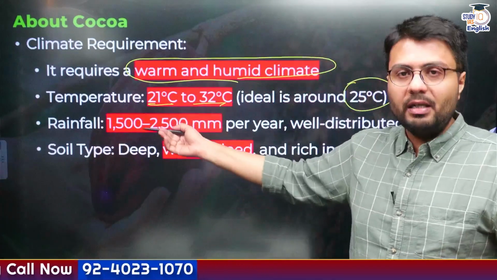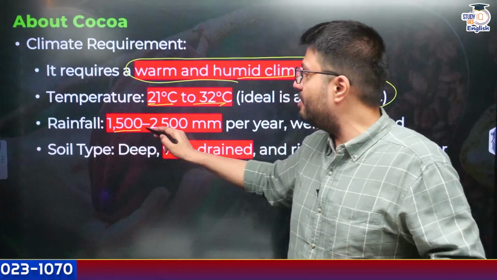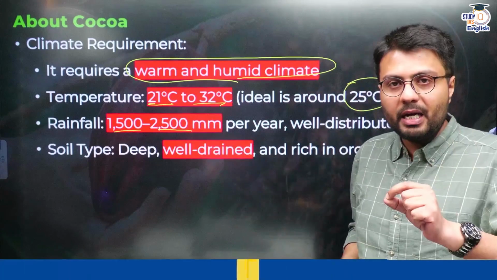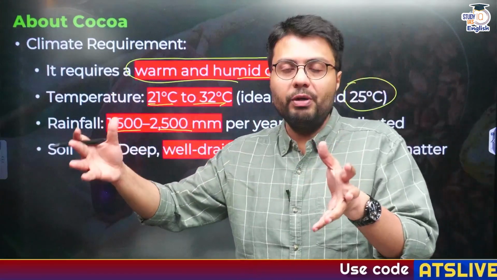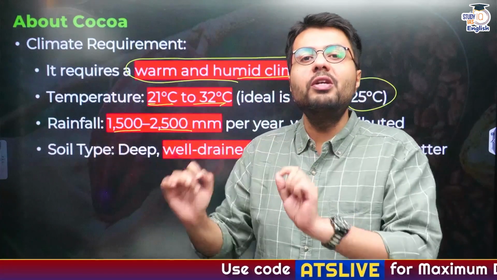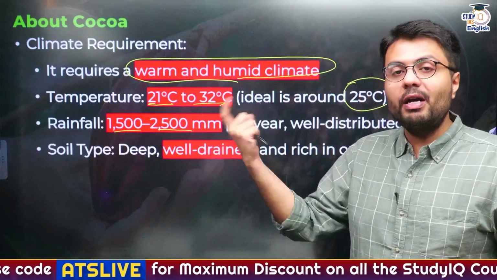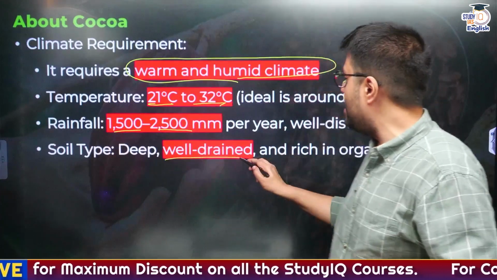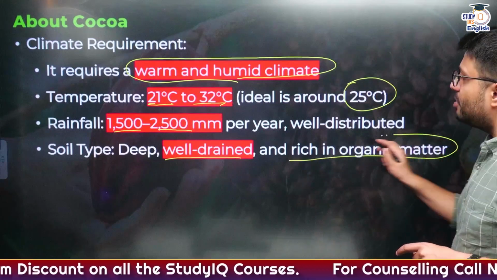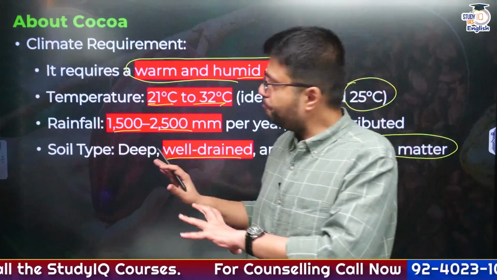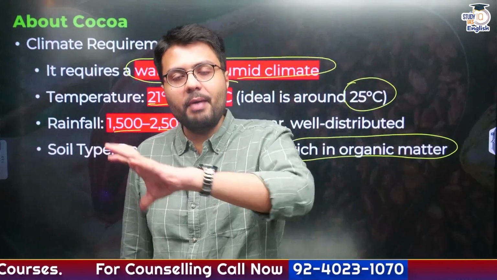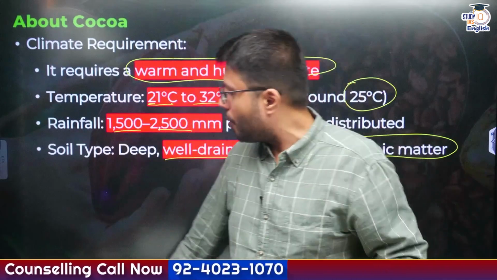Now, the rainfall that is required is between 1500 to 2500 mm per year, and this needs to be well distributed because humidity is very essential to the good growth of cocoa. Similarly, the soil type that you require to grow cocoa is deep, well drained, as well as rich in organic matter. So these are the geographical and climatic requirements to grow cocoa.